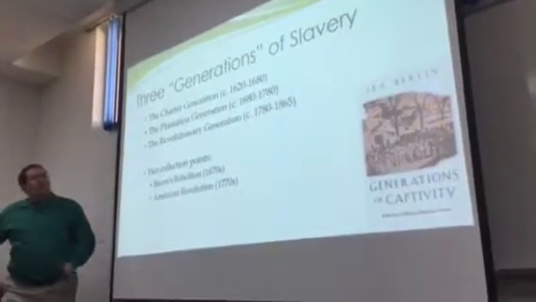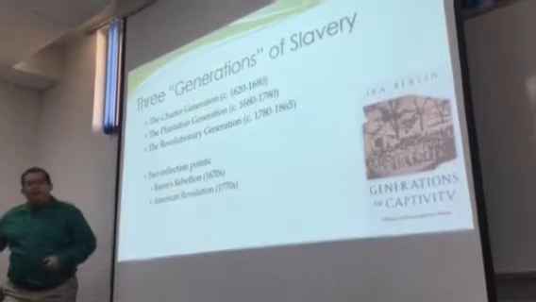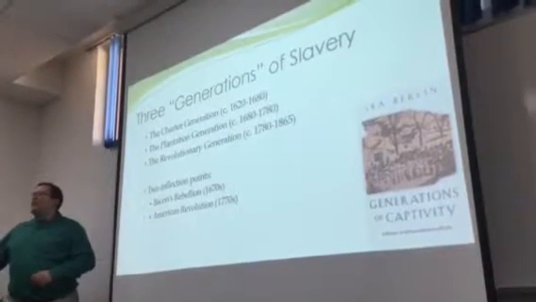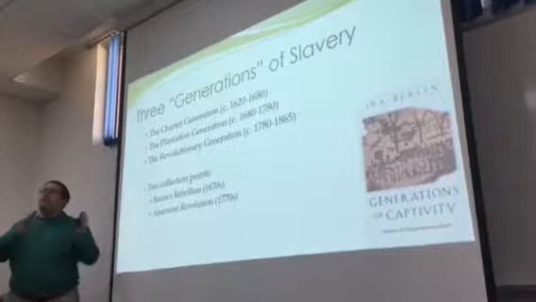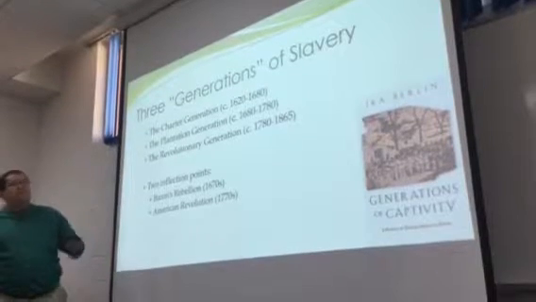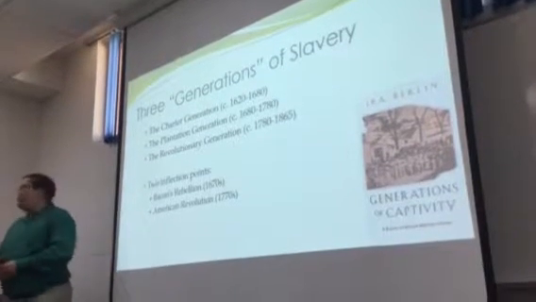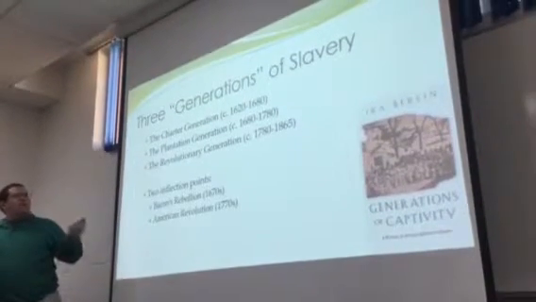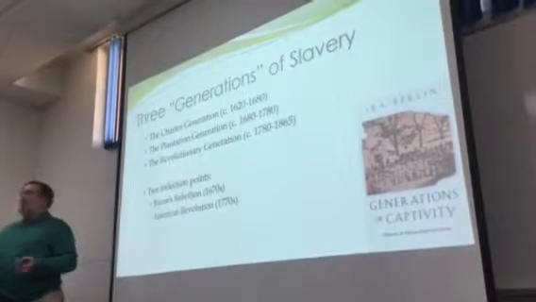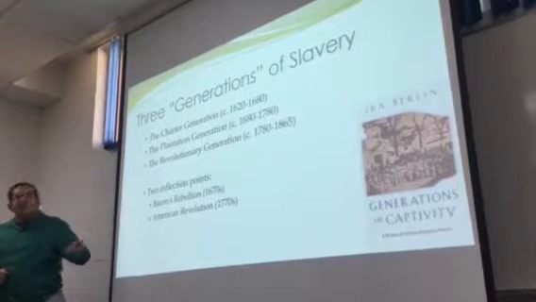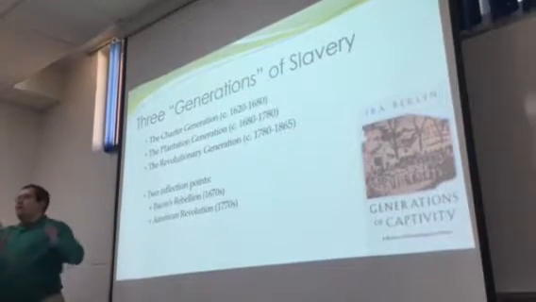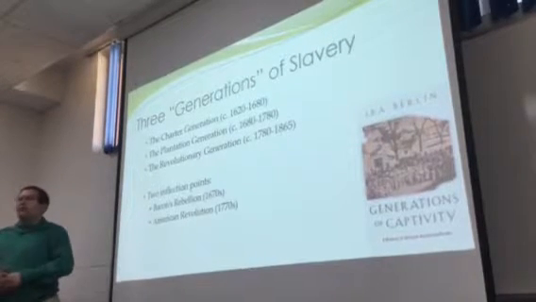It's helpful sometimes, and this book does a good job of this, Ira Berlin's Generations of Slavery, to look at slavery in sort of 3 periods. I don't like his word generations, I prefer period, but we'll use his word because he wrote the book. So the charter generation, charter just meaning first, then the plantation generation, and then the revolutionary generation, the 3 major eras of slavery.